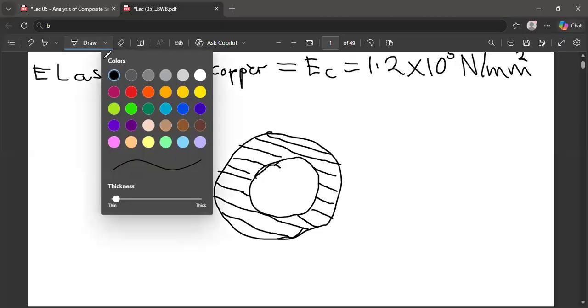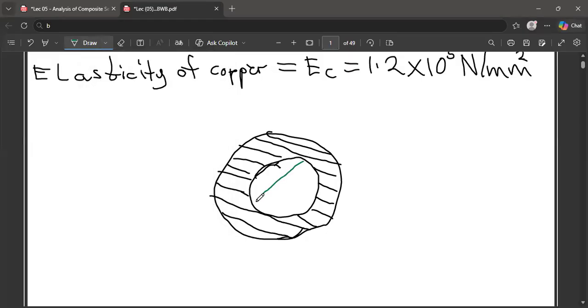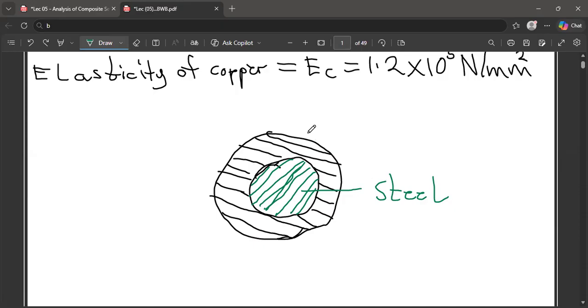So this is the copper section, and then I want to shade inside a different color to indicate the steel section. This is the steel section that is being placed in it. You can see that I'm shading it in a different color. As simple as that. So this over here is the steel, and now this becomes the copper.